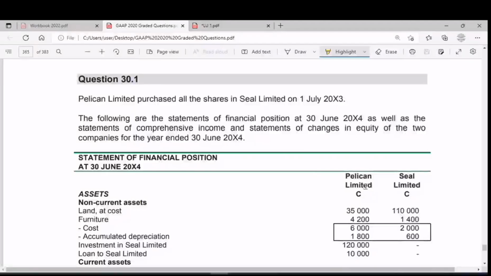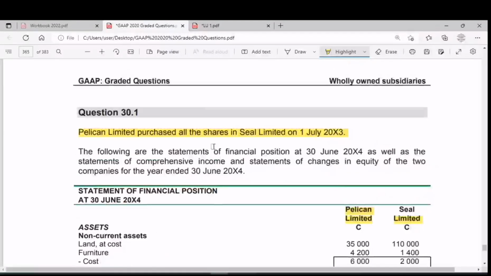So here we've got two companies, Pelican Limited and Seal Limited. So Pelican and Seal, so the parent and the subsidiary. So Pelican Limited purchased all the shares in Seal Limited on 1 July 20x3.